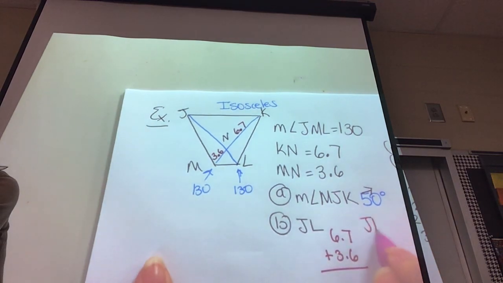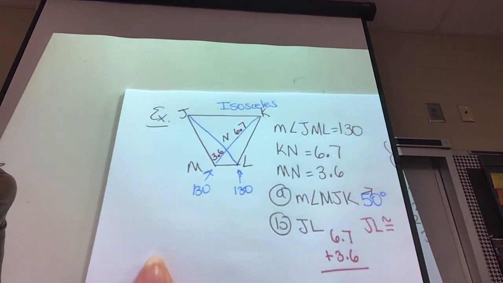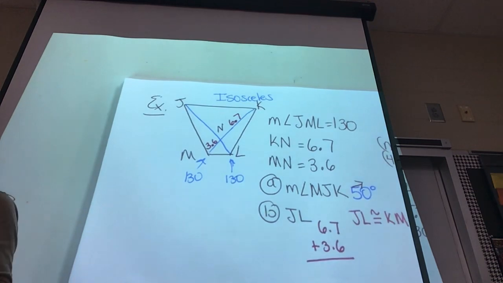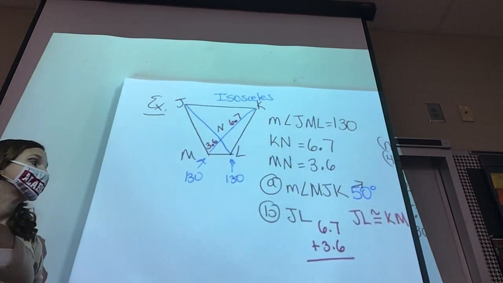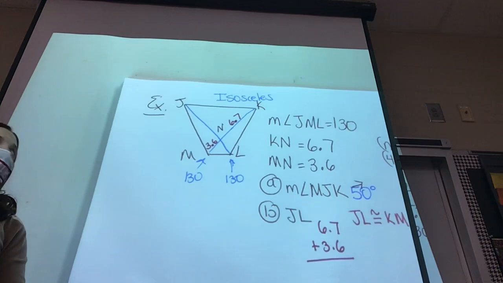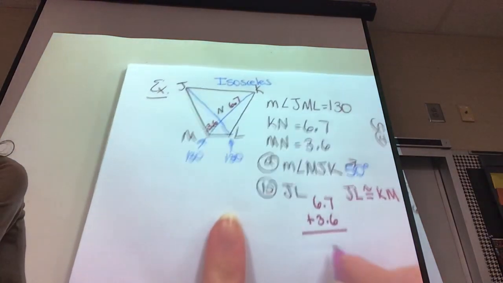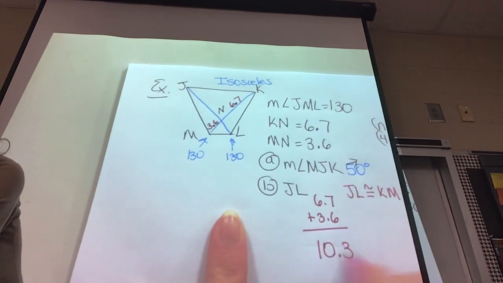Because JL is congruent to KM. So if I know one of them, I automatically know the other. So what is 6.7 plus 3.6? It's 10.3. So my answer is 10.3.